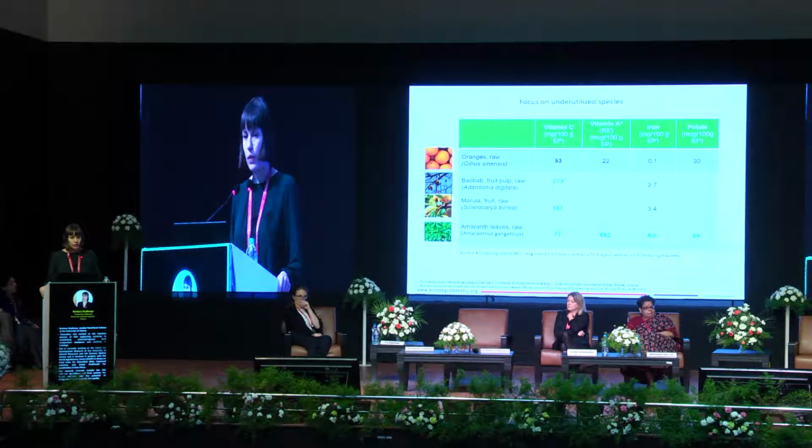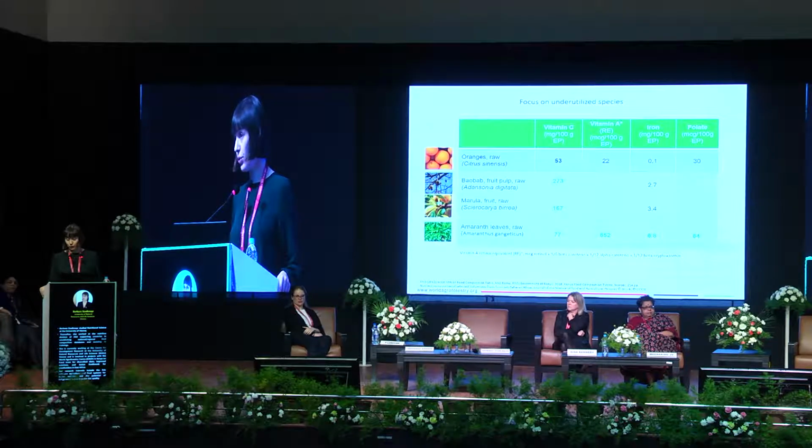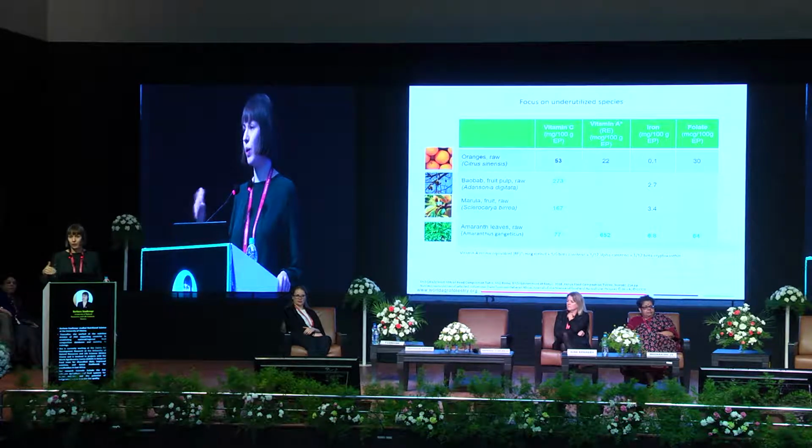And a focus of the project is also to promote underutilized fruits. As we know, usually orange is a reference point for a fruit with a high vitamin C content, but when we look into the fruits that are locally available, the underutilized species like baobab or marula have up to 5 times higher vitamin C content. The same is true for amaranth leaves, which are rich not only in vitamin A and vitamin C, but also in iron and folate.